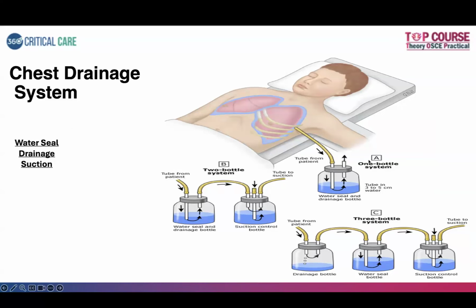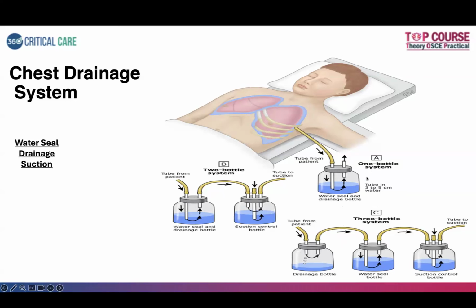So in the one bottle system, you have a water seal, and on the other side, along with it, you have a drainage also. All right. So water seal and drainage come together in a one bottle system. In a two bottle system, the water seal and drainage are in one bottle and the suction is in the other bottle. In a three bottle system, the first bottle is for drainage, the second is for water seal, and the third is for suction control. All right.